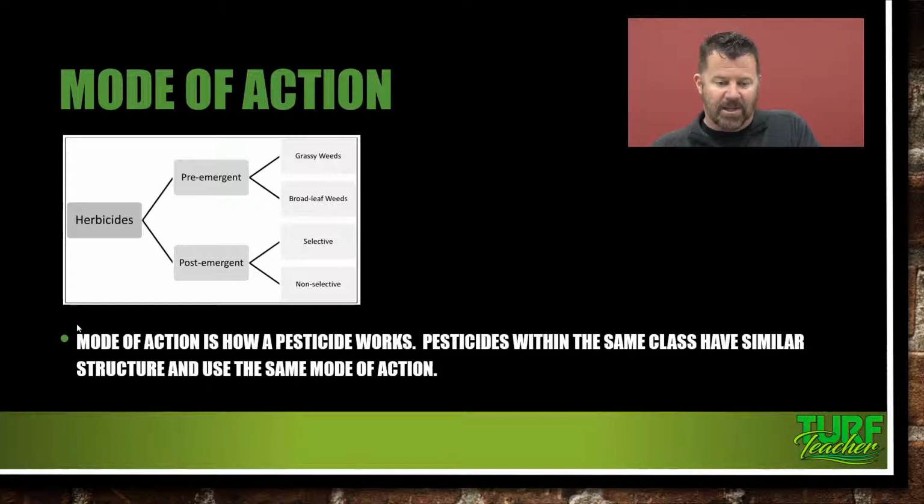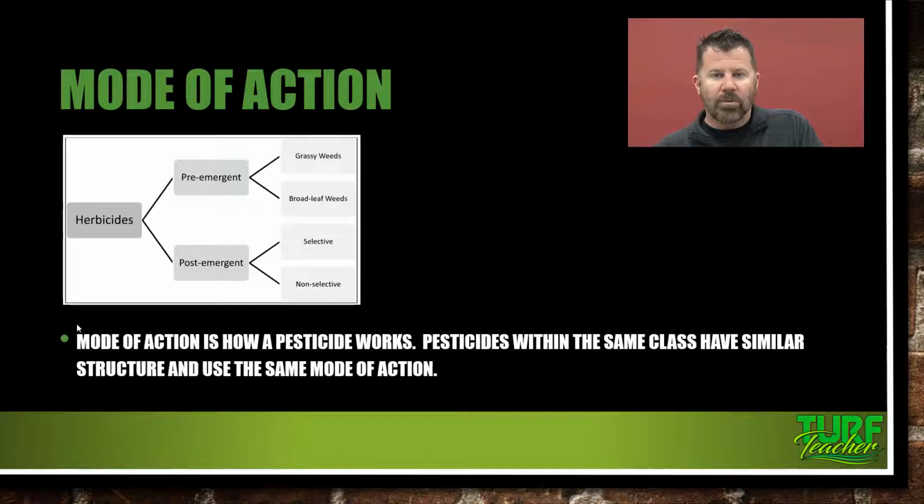We have selective and non-selective. Selective herbicides are going to target just broadleaf weeds, so we can spray that over our turf grass. But a non-selective herbicide, we can't spray over our turf grass because it'll kill the grass as well. Roundup, being the most popular herbicide out there, is non-selective. You spray it on turf grass, it's going to kill it.